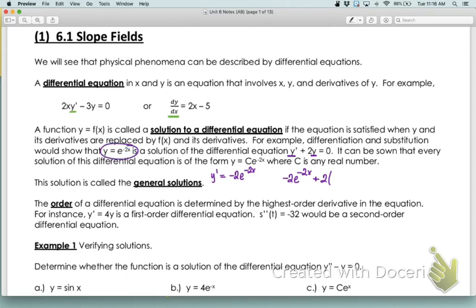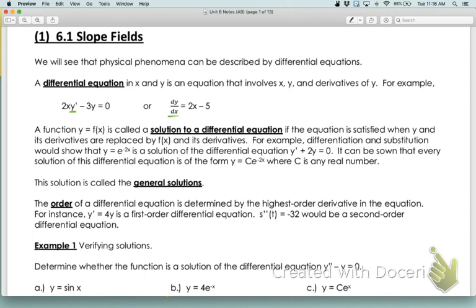e to the negative 2x. We want to decide, does that equal 0? You can see here we're going to get negative 2 e to the negative 2x plus positive 2 e to the negative 2x, which does in fact equal 0. So we can verify that y equals e to the negative 2x is a solution to that differential equation. If it had come out to be not equal, then we would say no, it is not a solution to that differential equation. That's the way you can check.